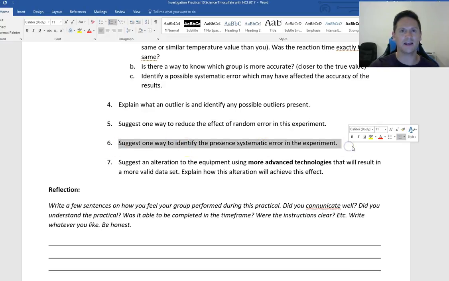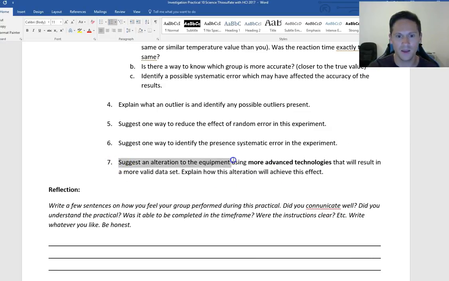The presence of systematic error, how would you determine that you may have had systematic error? I talked about it previously in terms of obtaining data, comparing it with someone else. You could replicate the experiment, do it again on a new day with new equipment, compare and see if there is a difference. Suggest an alteration using more advanced technologies.